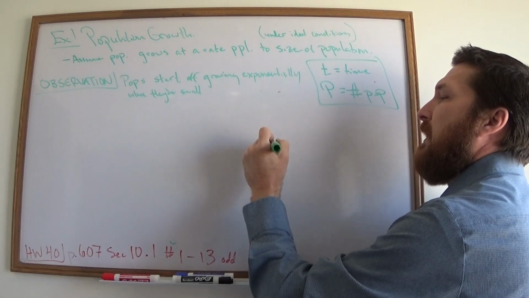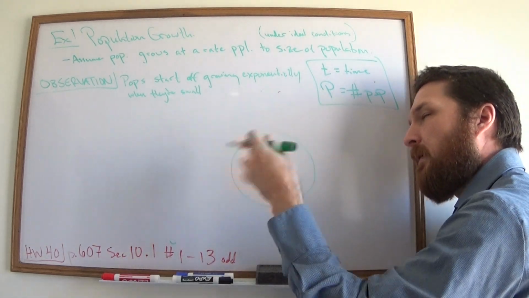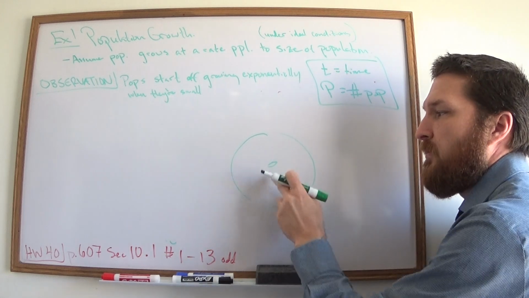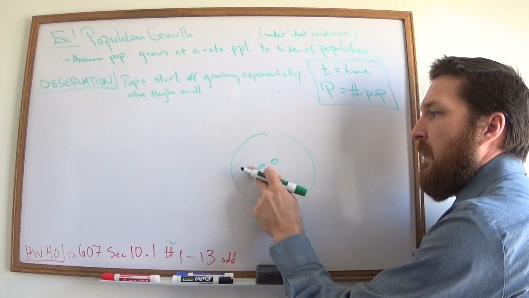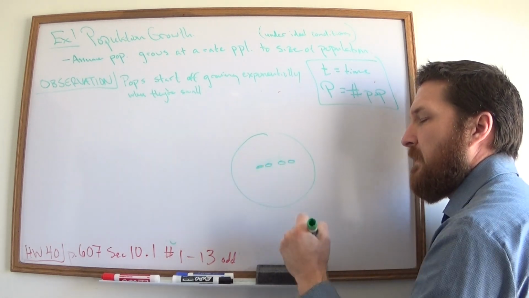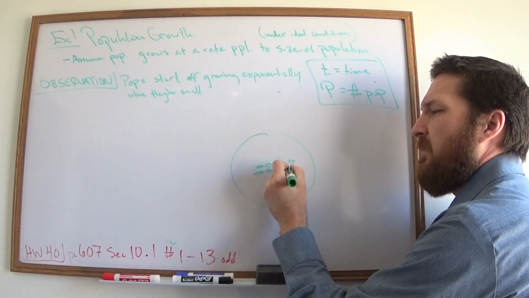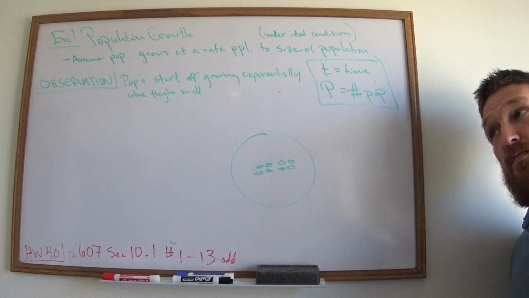Maybe we did this in the lab. We were just counting. We started off with 1 bacterium and we were counting time in seconds. And we noticed that after 2 seconds, we had 2 bacteria. And then after 2 more seconds, we had 4 bacteria. And after 2 more seconds went by, we had 8 bacteria. And we say, this is growing exponentially when it's small.